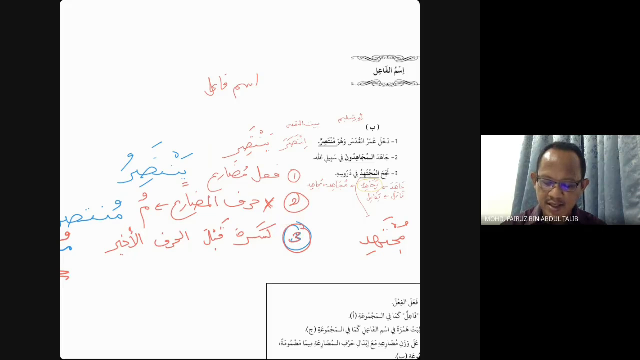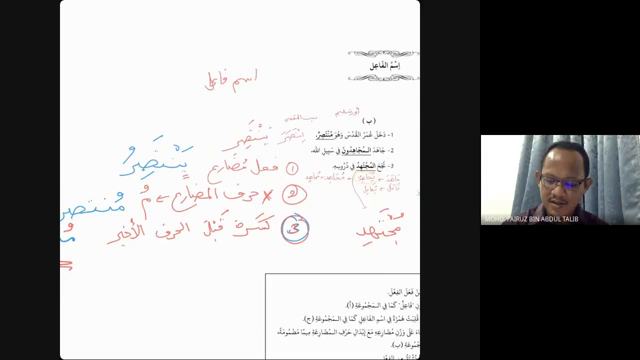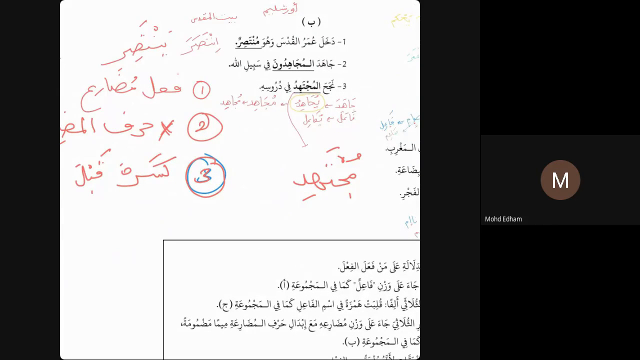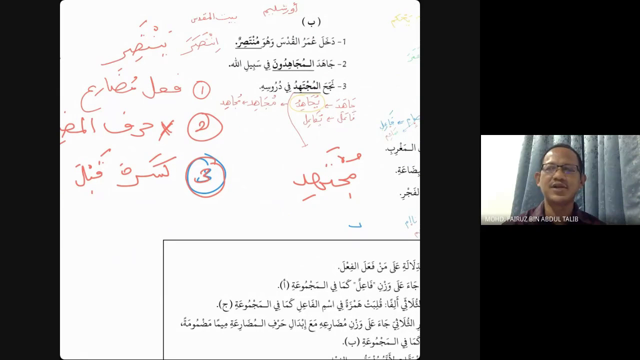We go to the second step. Okay, what is the second step? Previously, you replace ya to the mim. Now you reverse the process. You replace the mim with what? With ya, or any harful mudhari. Yes, you can replace with ya. You can replace with ta, with alif, or with nun. It is not a problem. But we choose ya. To make it simple, we choose ya. So now the word is this.